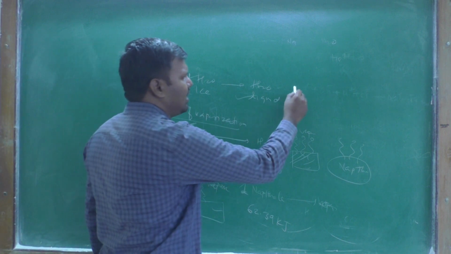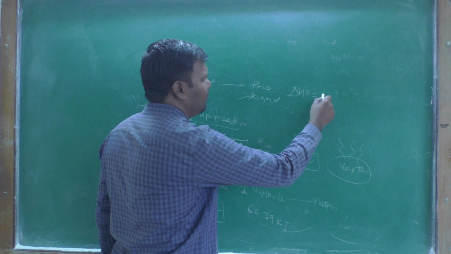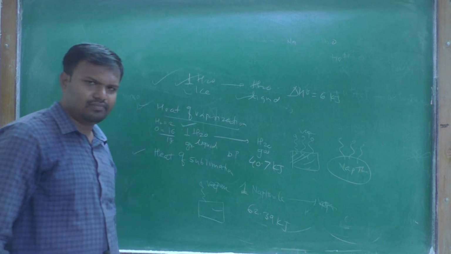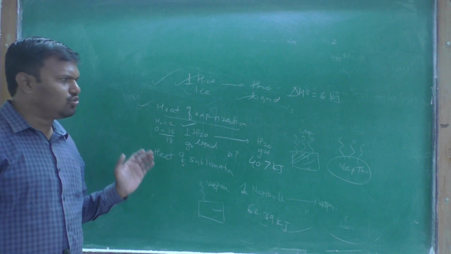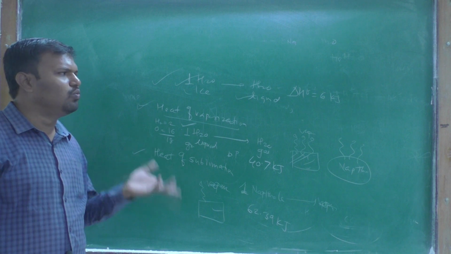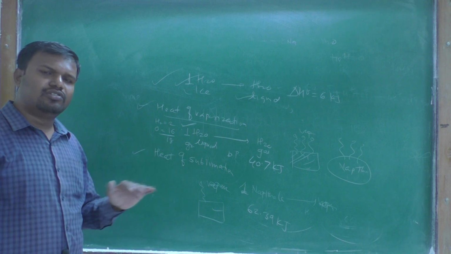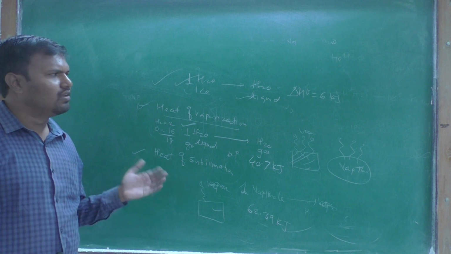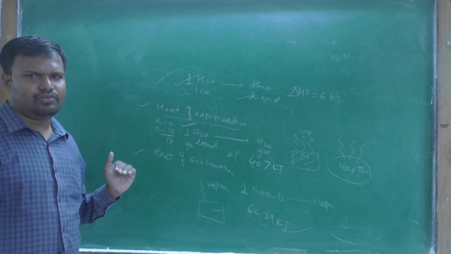The delta H fusion is equal to roughly 6 kilojoule. 1 mole of ice is totally converted into liquid. The change in heat that takes place is nothing but our heat of fusion.